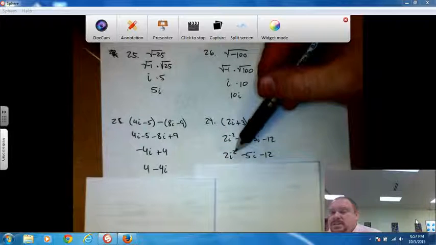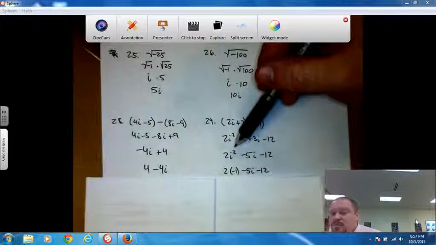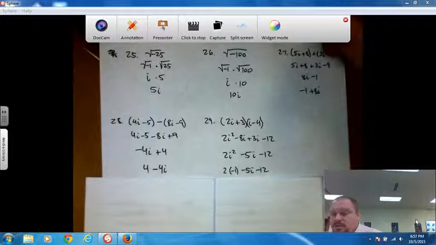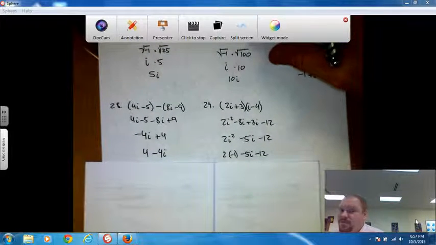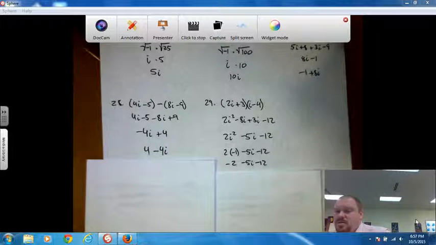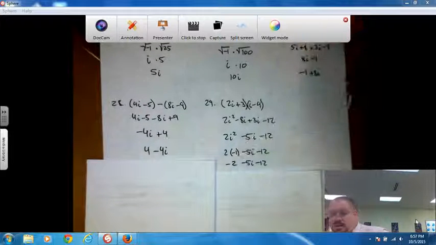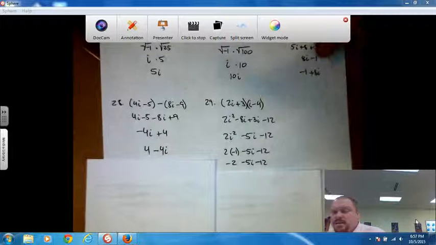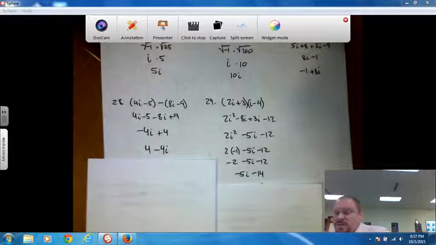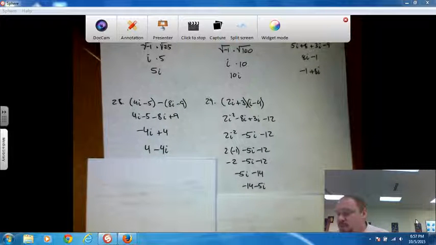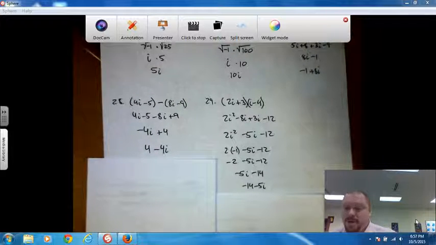But i squared, I could write as negative 1. So that means that I need to simplify that again. So I get negative 2 minus 5i minus 12. Then combine like terms. Negative 2 minus 12 is negative 14. But with a complex number, the i's come last. So we could trade places. Negative 14 minus 5i.